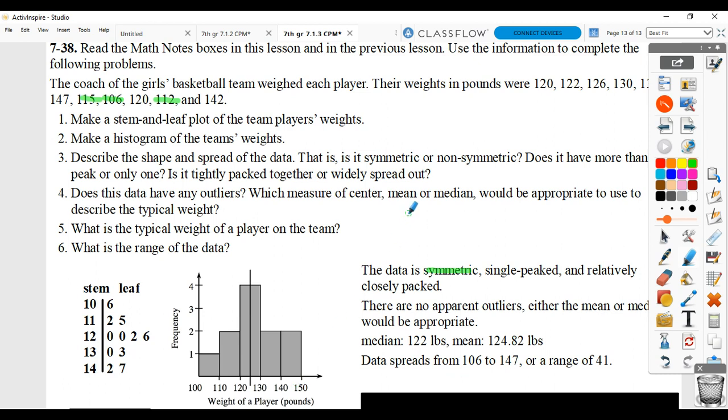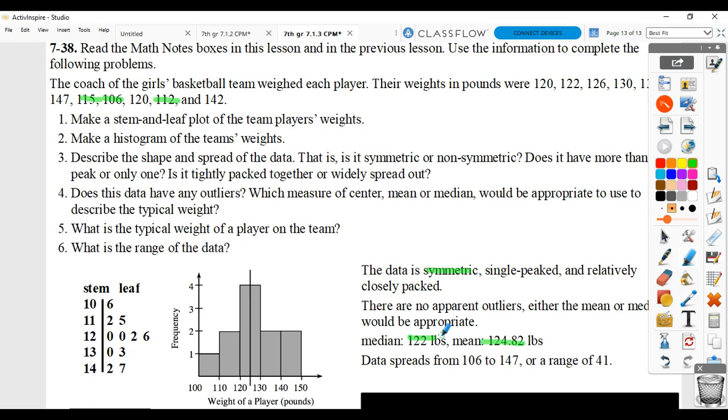If they are asking you about a measure of center, they mean what would be the better choice, to go with mean or median? Well, if you went with finding the mean, you'd be adding them up and dividing by how many there are, which is, pardon me, 124 and 82 hundredths pounds. Median is found by putting them in order from least to greatest, which we already have here, and finding the middle value, which is 122 pounds. So what we see is the mean and median are fairly close together. So either one would be appropriate to use for describing the typical weight.